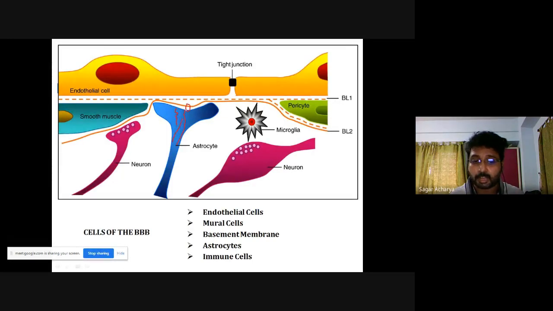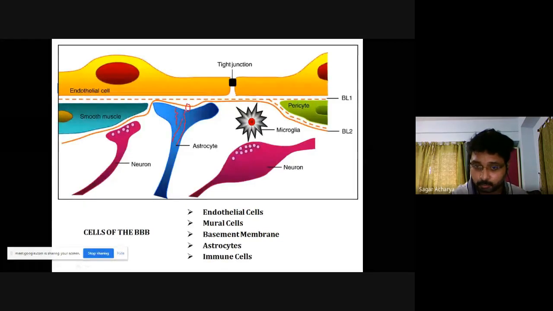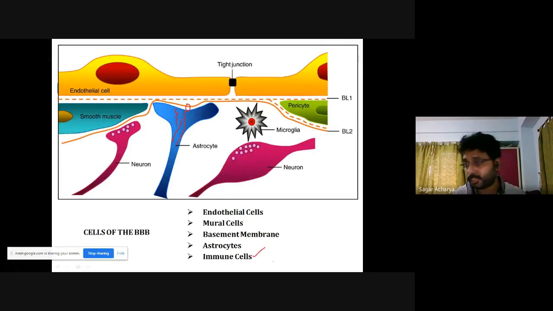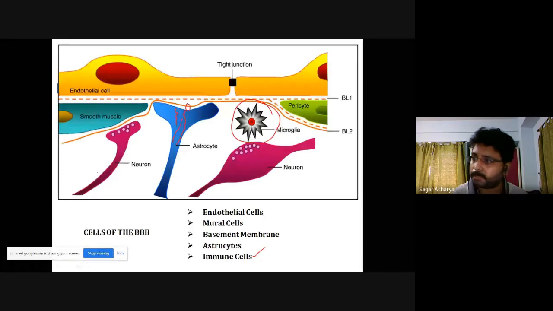Next, our last cell type is the immune cells. There are two types of immune cells. One you can find here, shown here, that is the microglia. Another one is called perivascular macrophages.